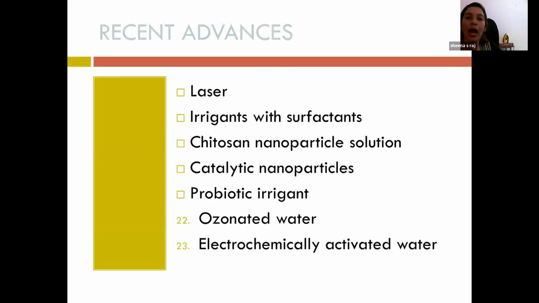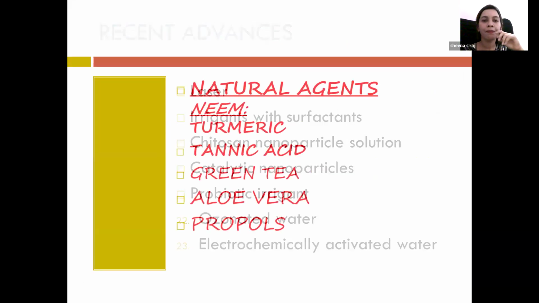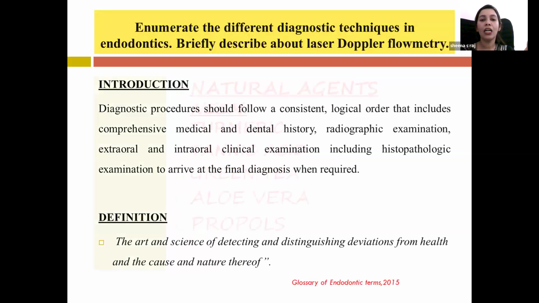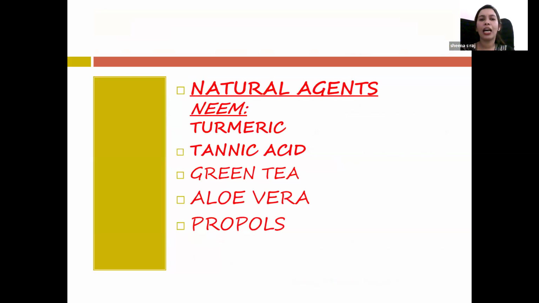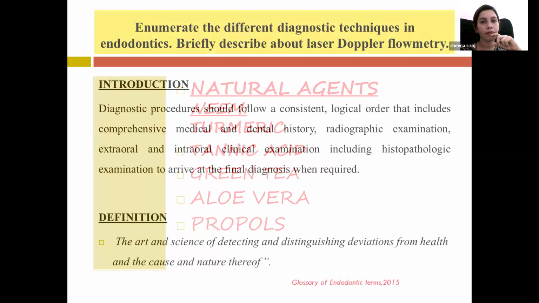So recent advances you have to know: lasers, irrigants with surfactants, chitosan and nanoparticles, probiotic irrigants, ozonated water. Just keep these in mind, and whenever an essay is asked, you can write them. Even natural agents like turmeric, green tea, aloe vera, etc. have been used as intracanal medicaments and are widely studied.